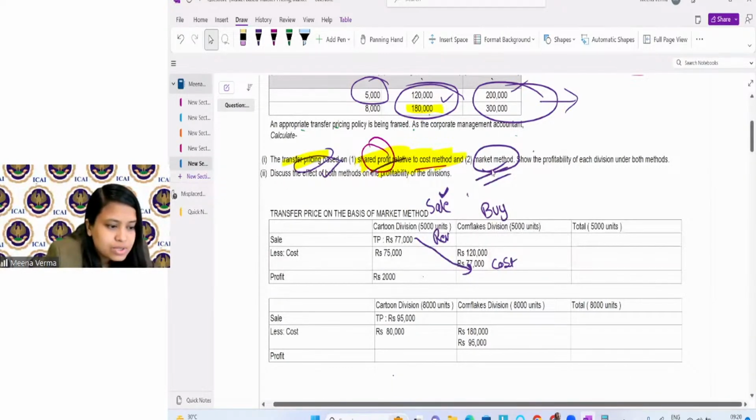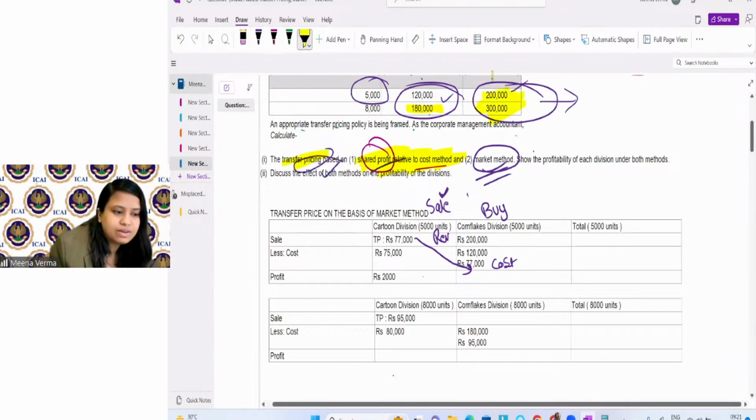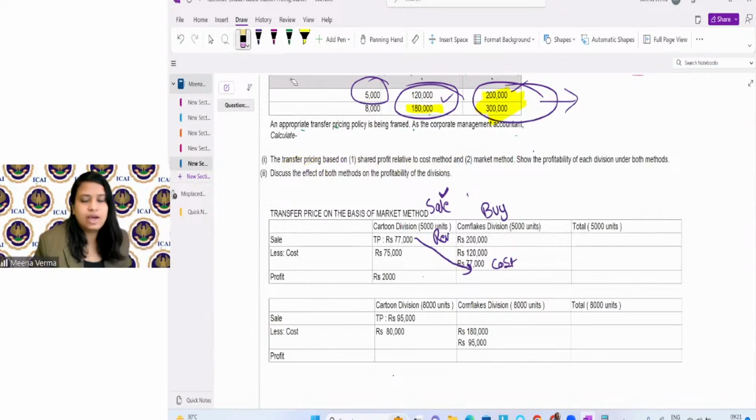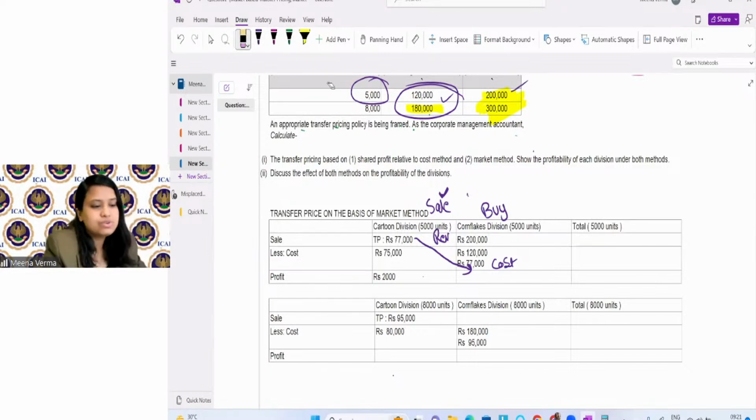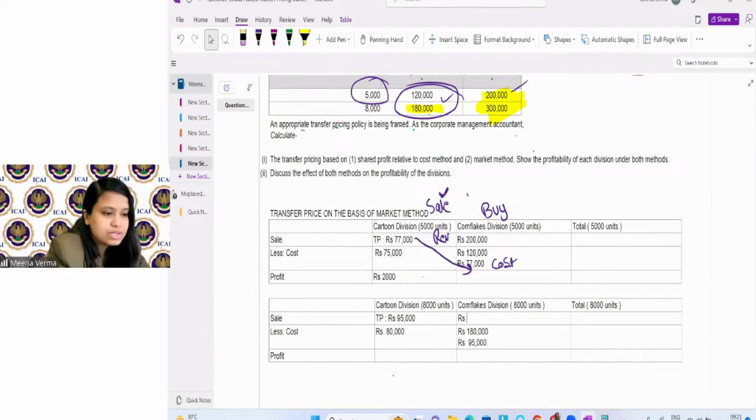You are selling the final goods at rupees 2 lakh. And this is the final sale value. Where is it given, ma'am? You can see that final sale value is given, this is the final sale value. 2 lakh and 3 lakh is the final sale value. So I'm considering those final sale values for these units. For 5,000 units, the final sale value is 2 lakh. And for 8,000 units, the final sale value is 3 lakh.